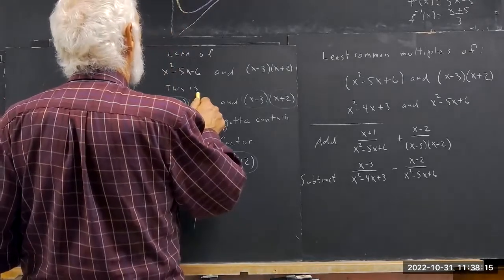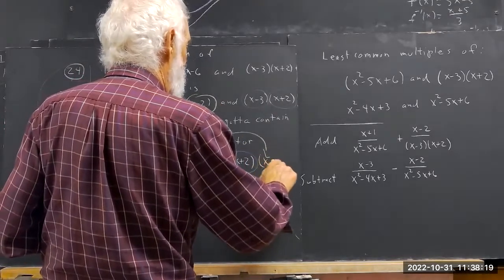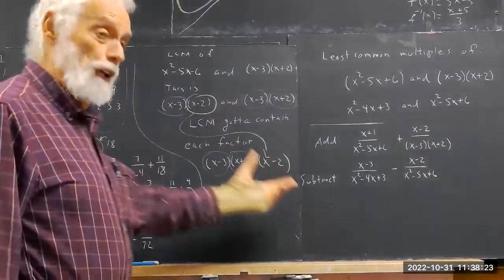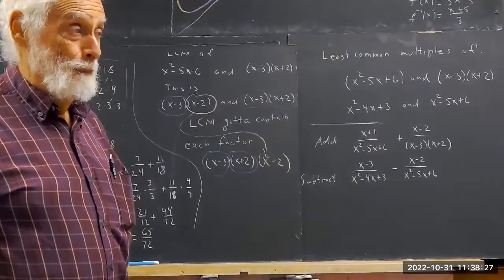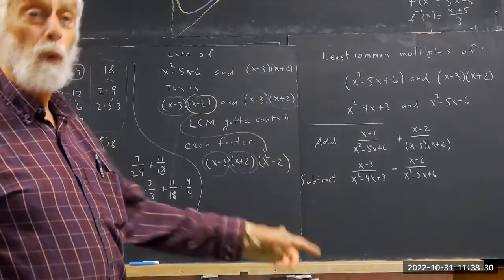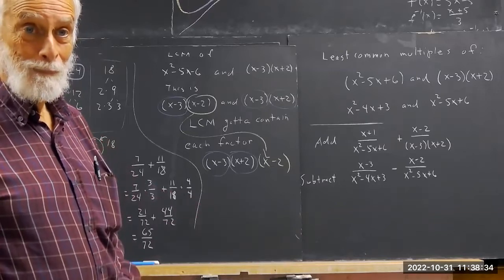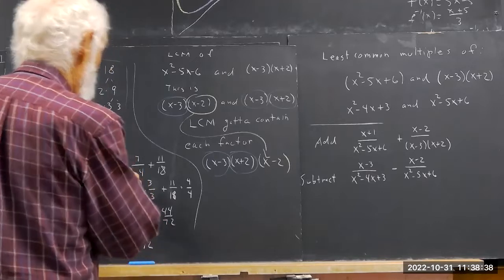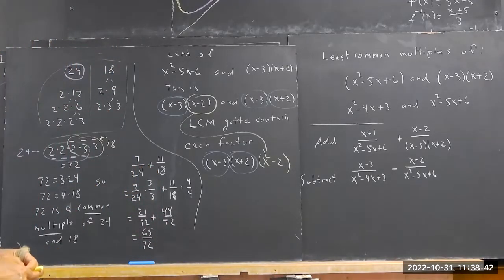So we need the x minus 2. It's got to go down here. Now we're going to see what good that is when we try to add these things, because we don't need to do what everybody's wanting to do. We can do something simpler. Just like down here, I could have done 7/24 plus 11/18 a little bit differently.